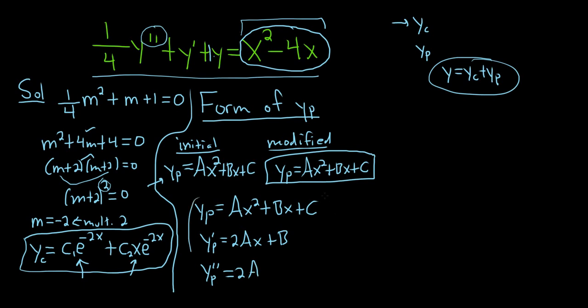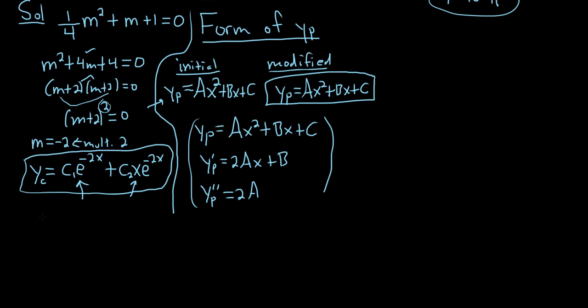Now we've got to take all of these and plug them into our DE. I'm going to scroll down and write down the DE again just for convenience. I'm going to use a different color. So the DE was 1/4 y double prime. I already forgot. Oh, plus y prime plus y. I'm looking here to see if I can reverse engineer. I don't have this written down.